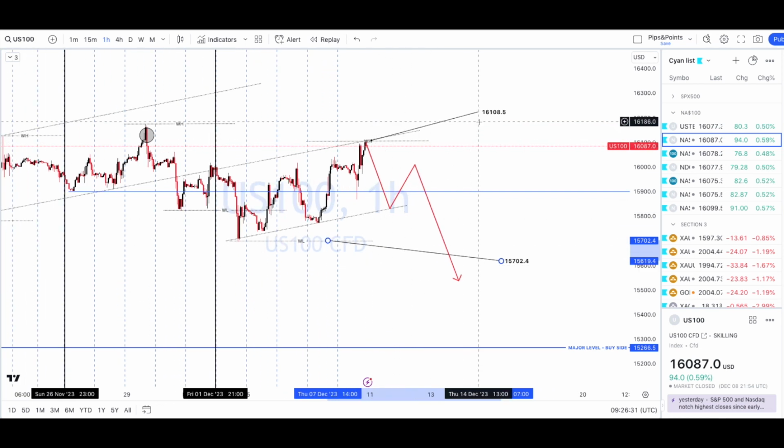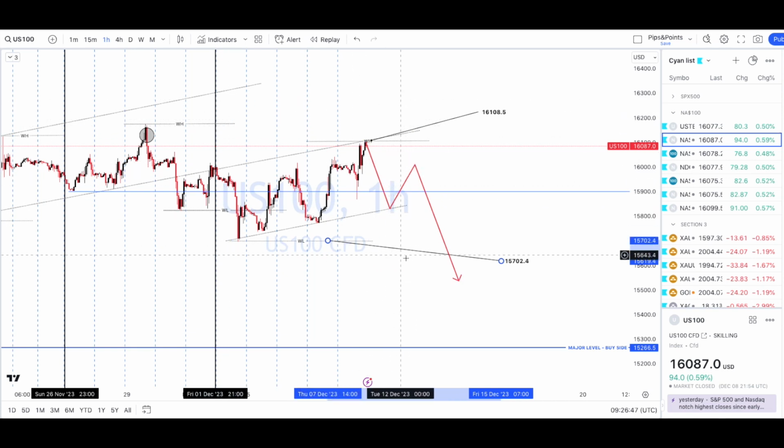So once again, 16,108.5 topside. If that's taken out, obviously be cautious. Take a look over here to see if this high has been taken out. If this high also has been taken out, then this naturally isn't coming down, it's going up, and start looking for obviously bullish positions.